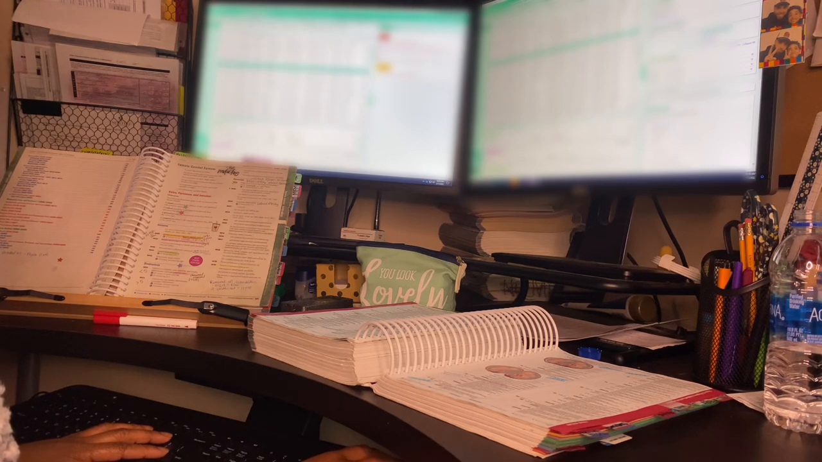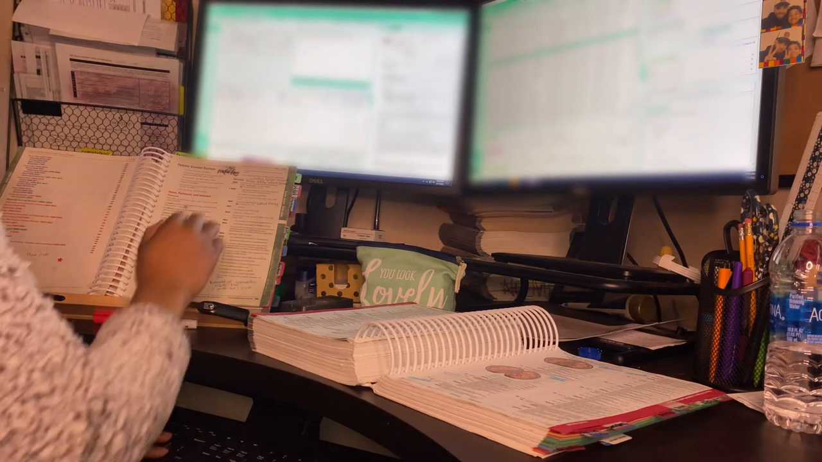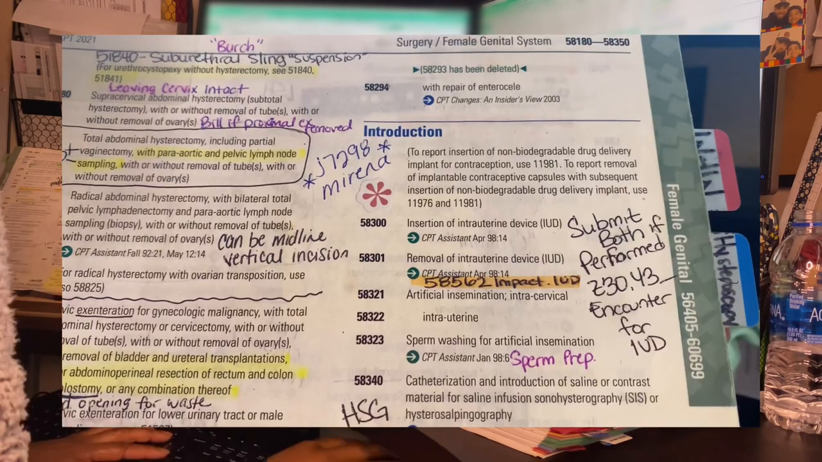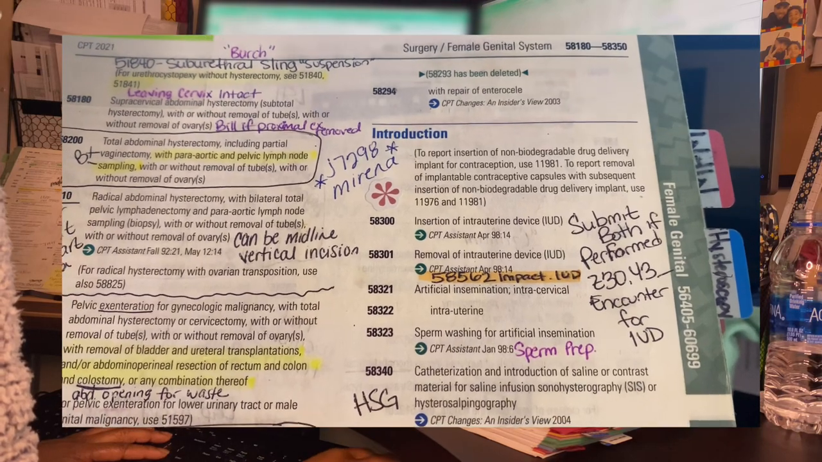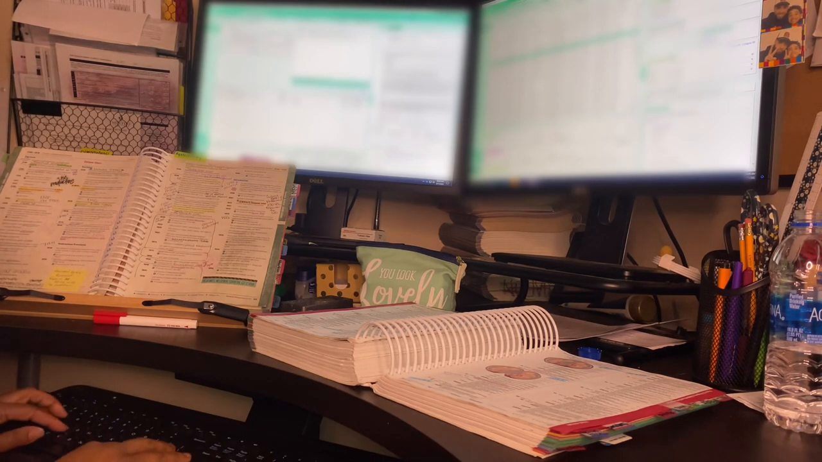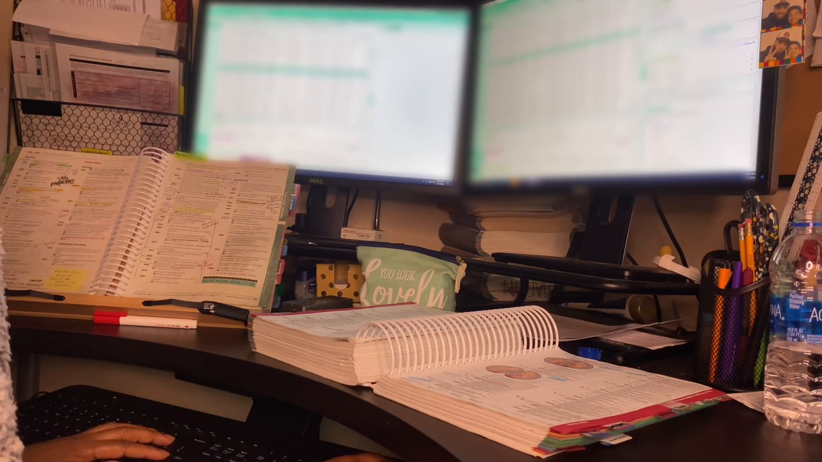Okay, so let's just run through these office procedures really, really quick before my power hour is over. So I have an IUD insertion and my codes are already picked. They already have the IUD insertion and the drug, the Mirena. So all I have to do is review the documentation. And everything went well, successful procedure. So I'm gonna go ahead and resubmit this.